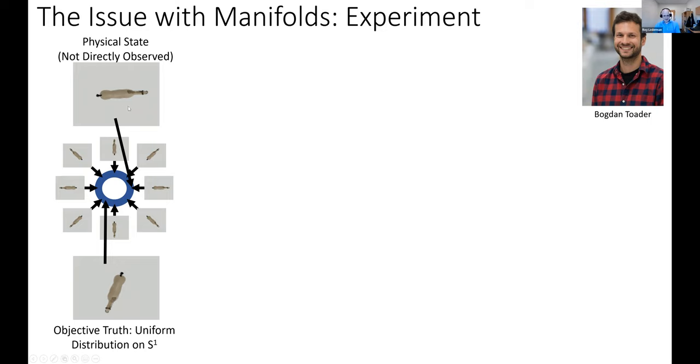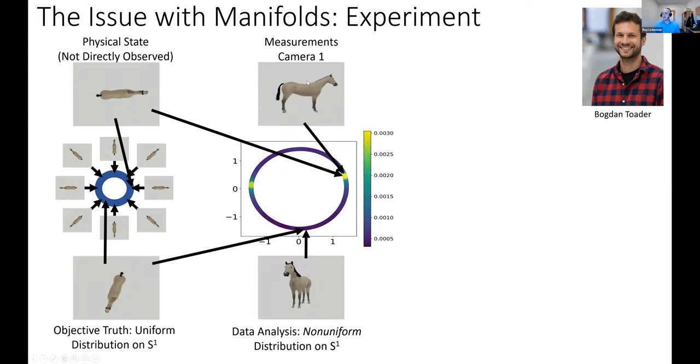So we have this physical state of the horse. We sample horses uniformly, in different viewing directions, and the way we measure them is with this camera that's looking at the horse from the side. So these are the actual images. Okay, so can you see my cursor? Okay, so these are the actual images. So we take them, we throw them into diffusion maps, we get a beautiful circle, right? But if you look closely, the density of states here is higher.